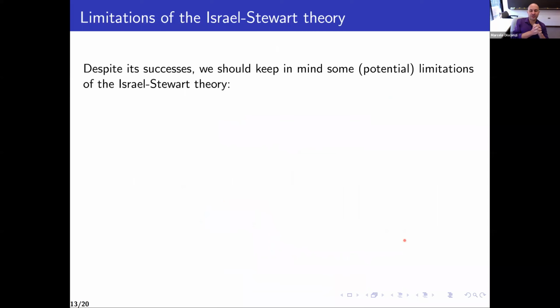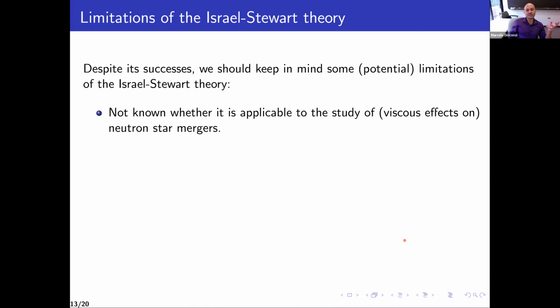Anyway, so that's a bit of a summary of results on the Israel-Stewart theory. Now let me just go ahead and point out some potential limitations of this theory, and that's going to open the door for what I'm going to discuss in the second part of the talk. So first, it's not known if Israel-Stewart is applicable to the study of viscous effects on neutron star mergers. When I say that's not known, I mean two things. First, we simply don't know if that's the correct model. It could be that the actual model is something different.